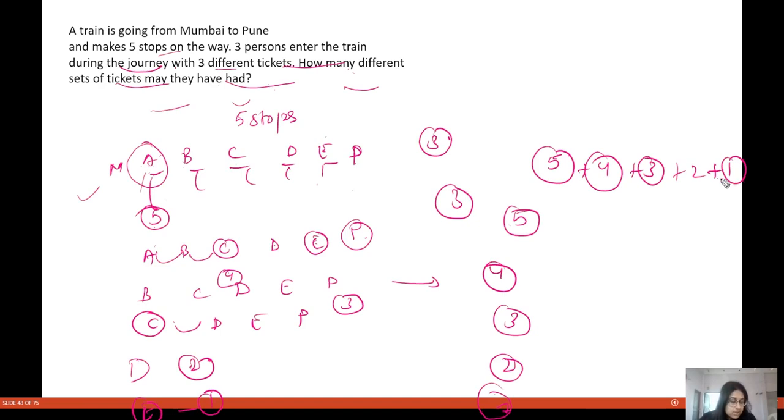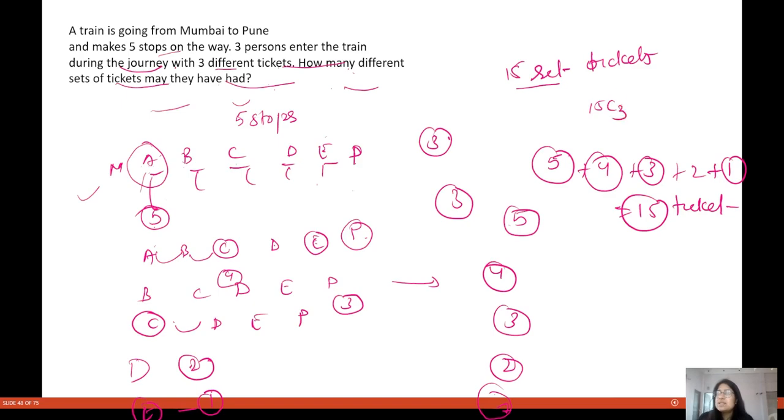So how much are you going to get? You are going to get 15 tickets. There are 15 sets of tickets available. But there are 3 persons and they can choose from any of the 15 sets of tickets. So you can do this in 15C3 ways. So this will be our final answer.